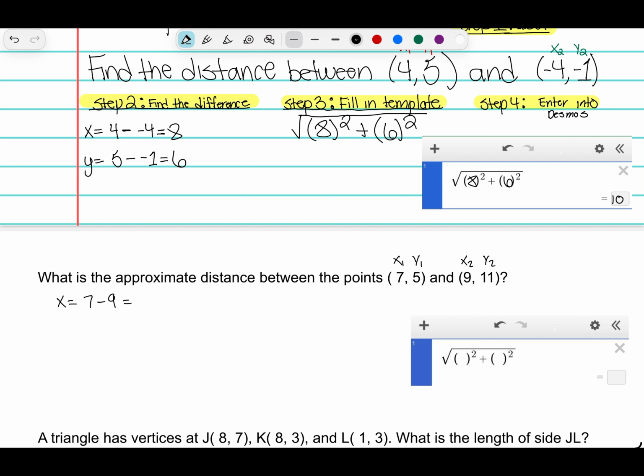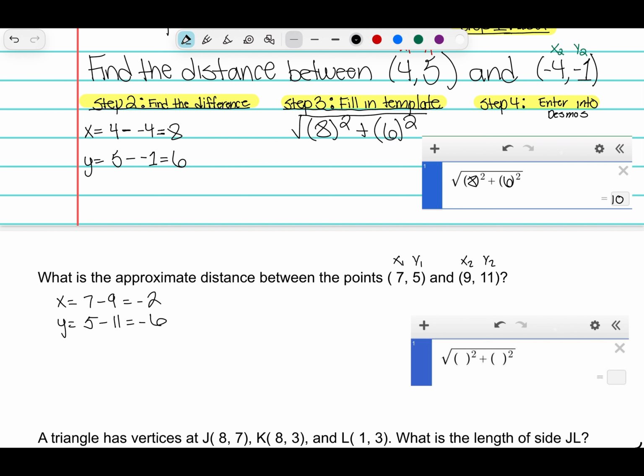And 7 minus 9 will give me -2. Okay, and then we got our y values. My first y was 5, and that's going to be -11. And when we do 5 minus 11, that's going to give us -6. Okay.